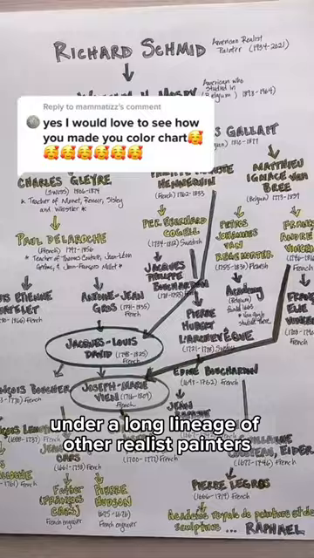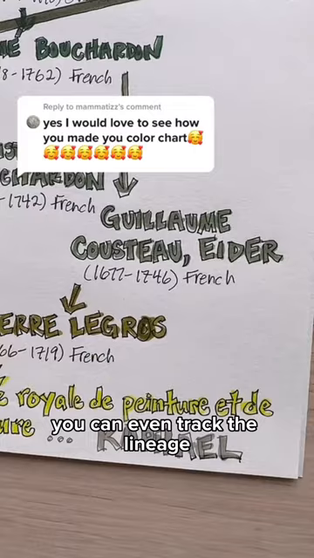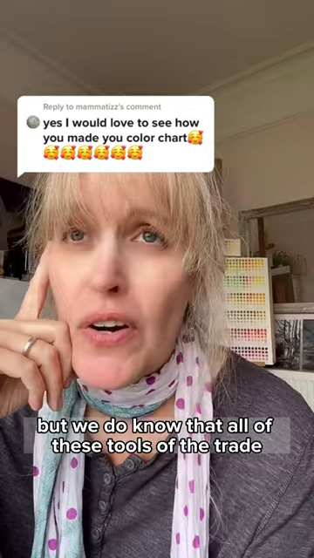I won't bore you with all the details, but if you look at this chart closely enough, you can see that some of these painters taught other famous people like Monet, Renoir, Whistler, even Van Gogh. If you go back far enough, you can even track the lineage all the way back to Raphael. Now, we don't know for sure where these color charts stem from, but we do know that all of these tools of the trade were handed down over centuries.